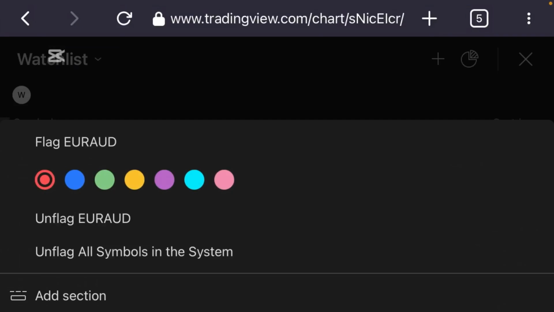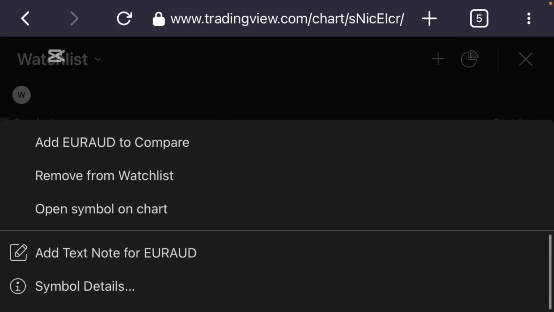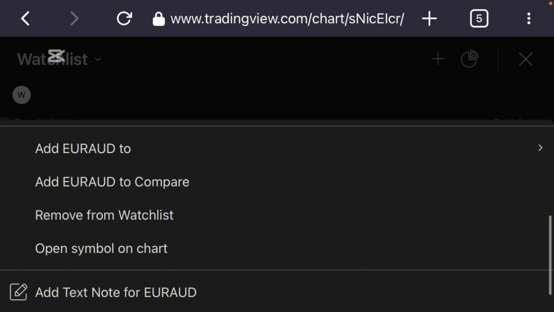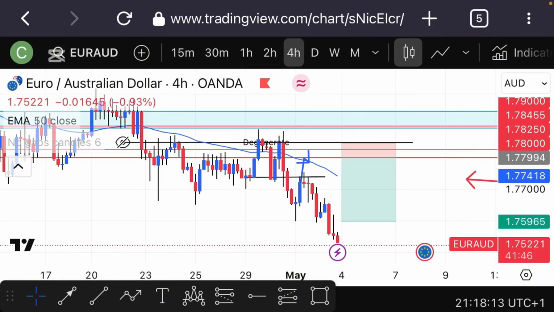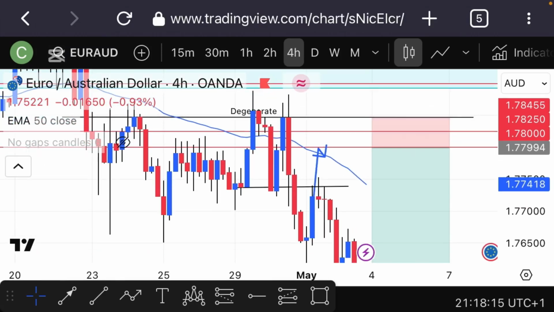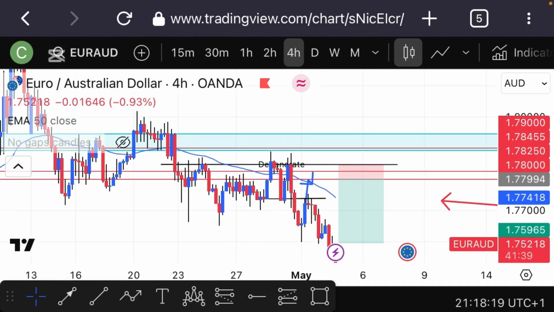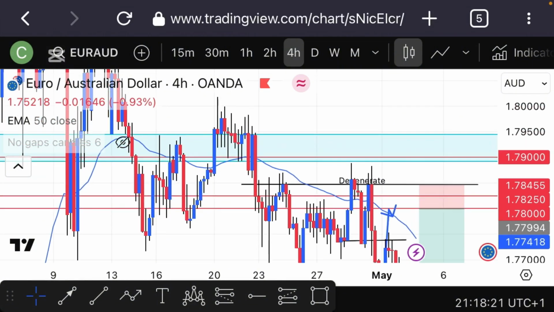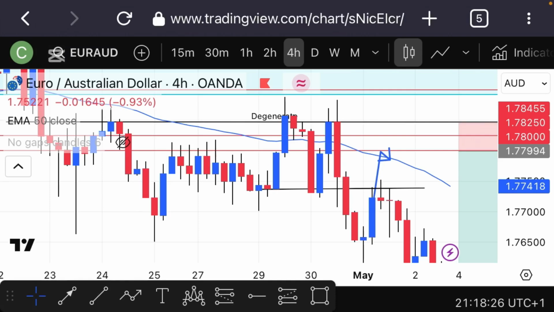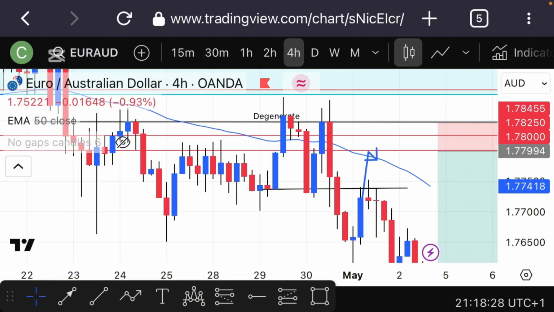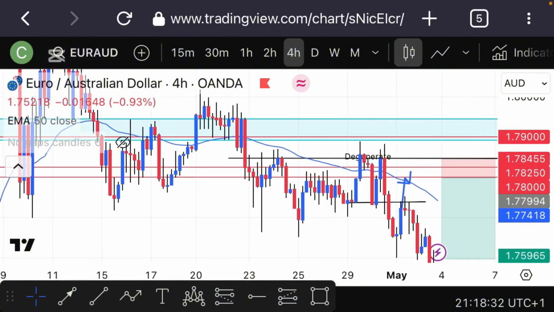Euro AUD. Okay, Euro AUD happened to perfection. It had a reversal pattern. This was a degenerative trade, or a trade that I'm not supposed to enter because it doesn't follow the trading plan. But the reason why I entered is because of this 4-hour time frame.